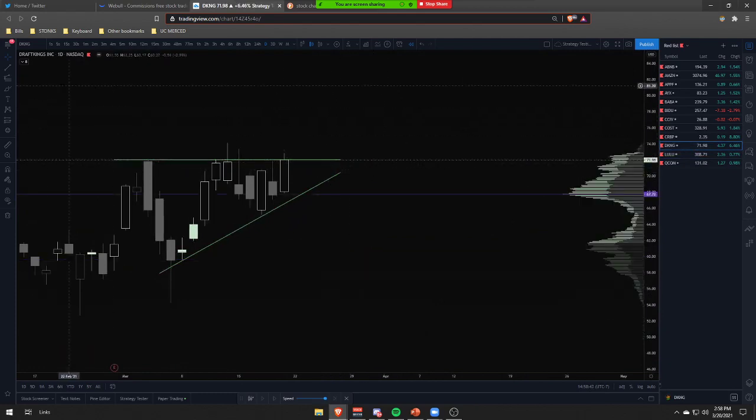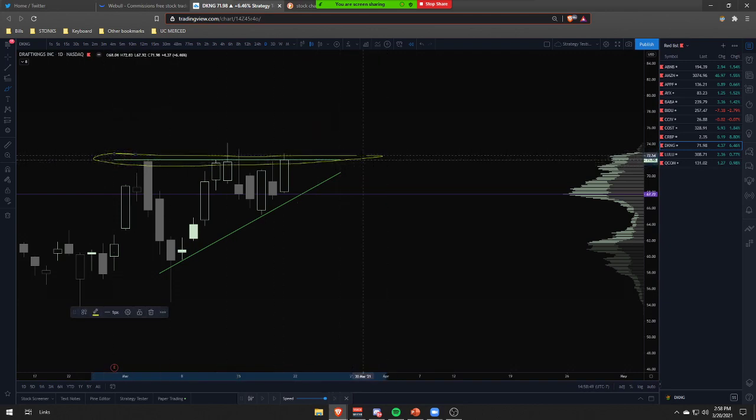DraftKings, we're looking for a breakout. So we're looking for a breakout anywhere above this green line is our breakout. That's what a lot of people use to enter a position.